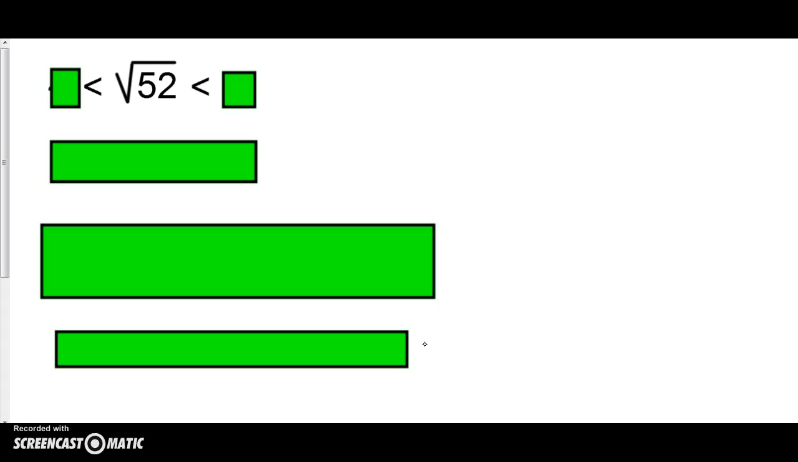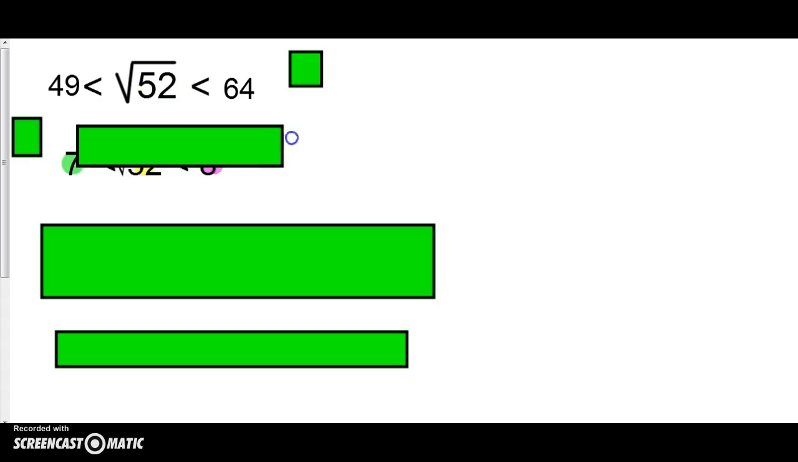All right, so here's all you will see in your book. And they'll say, estimate to find the nearest perfect square to 52. So you will think, what perfect square is a little less than 52? And what perfect square is a little more than 52? So right away I thought, oh, 7 times 7 is 49, and 8 times 8 is 64. So those are the two perfect squares that the square root of 52 will fall in between.